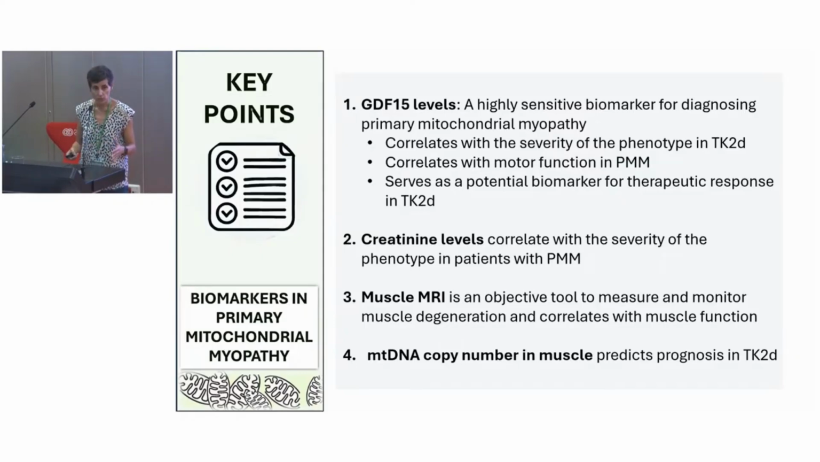The creatinine level is a very easy, cheap way to test, and in all analyses we have the creatinine levels. It is the best biomarker to predict the amount of muscle degeneration in patients with primary mitochondrial myopathies. The muscle MRI is an objective tool that is useful in the differential diagnosis, also useful to monitor the disease progression, and also correlates strongly with the motor function. So also useful to select patients in clinical trials and also to monitor the patients in those trials.